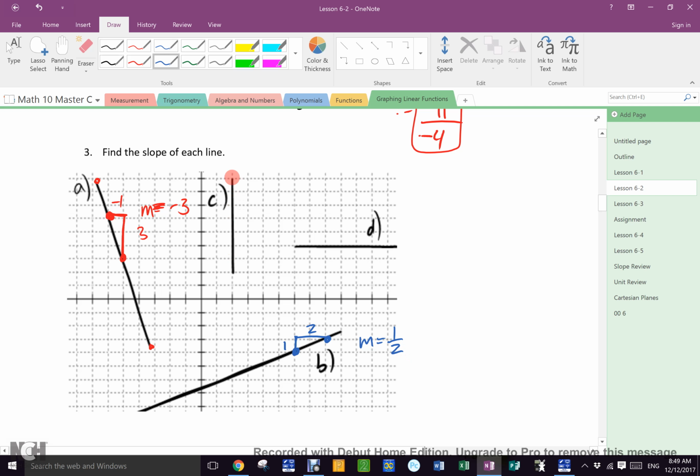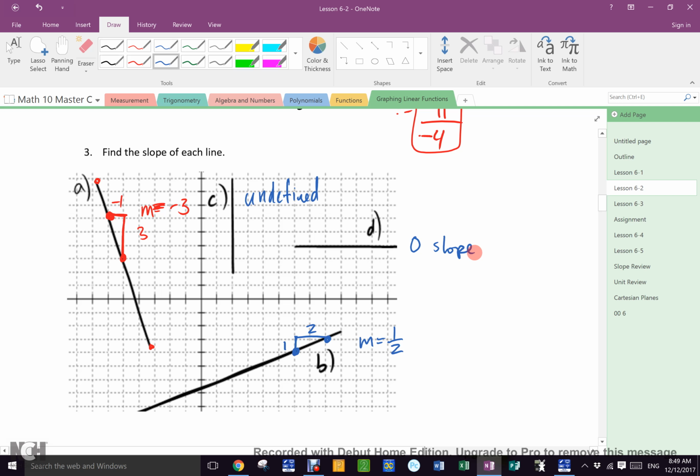What about C? Don't even need to count, do I? What's a straight up and down? Undefined, because it's an infinite slope. Can you ski it? No, that's falling. What about this one? Can you ski it? No, why? It's just flat. Because it's flat. There's no down. So this is a 0 slope.